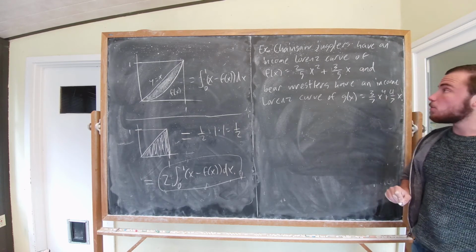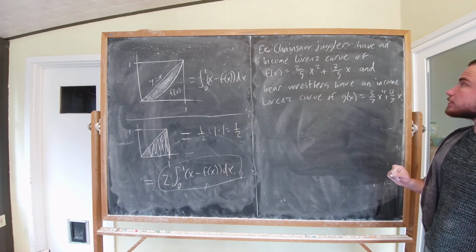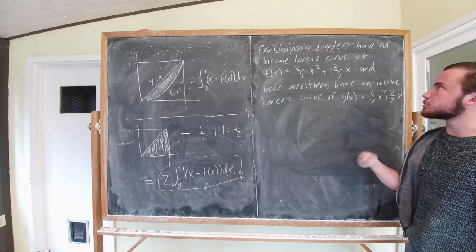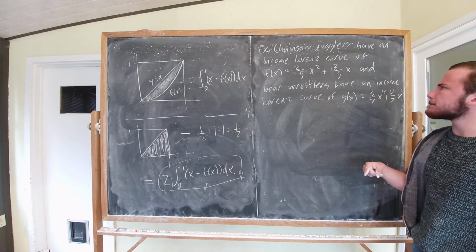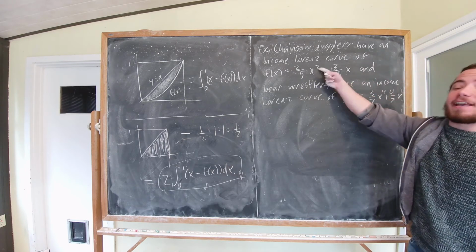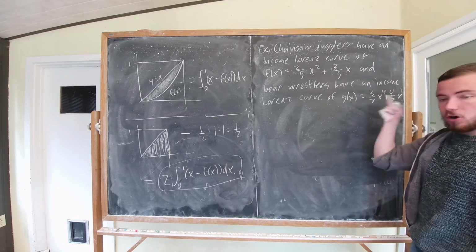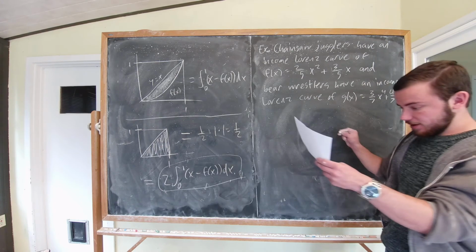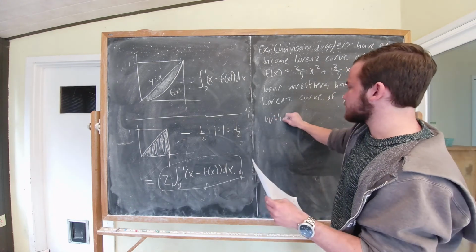All right, so we have our two professions. And we're saying, hey, the incomes are distributed according to these curves. Which profession has more equitable income distribution?